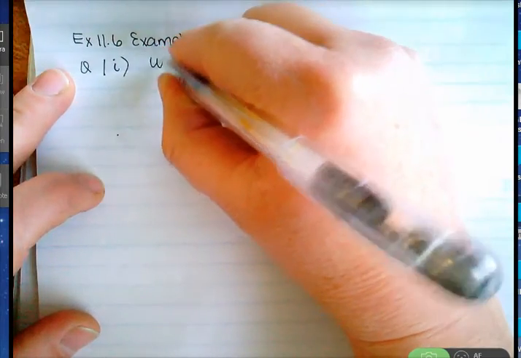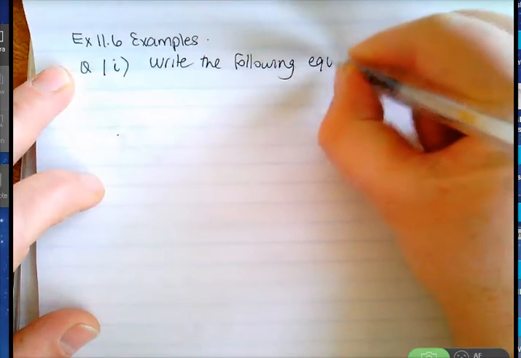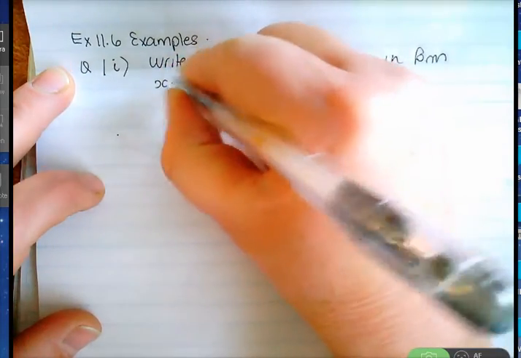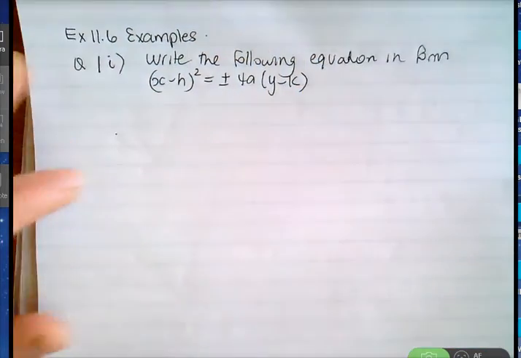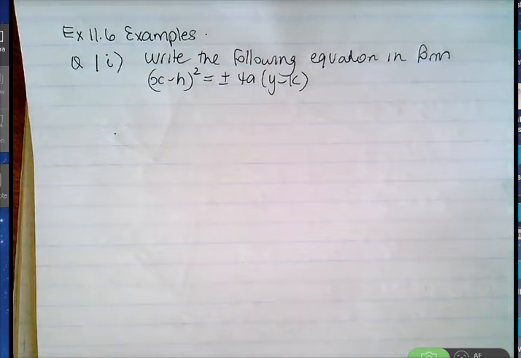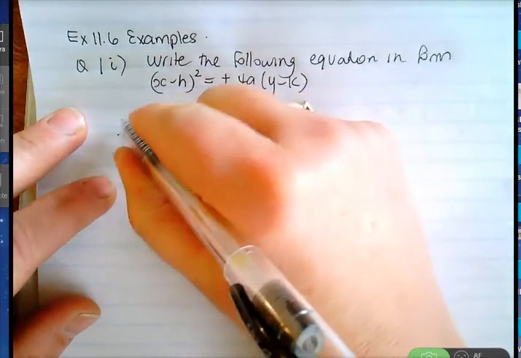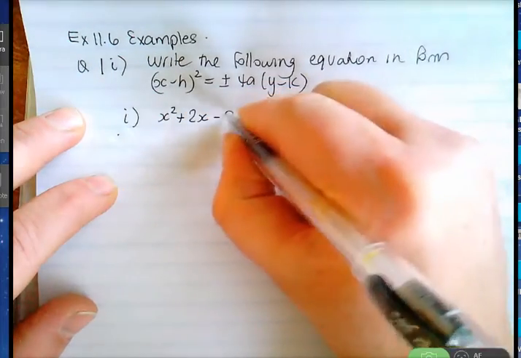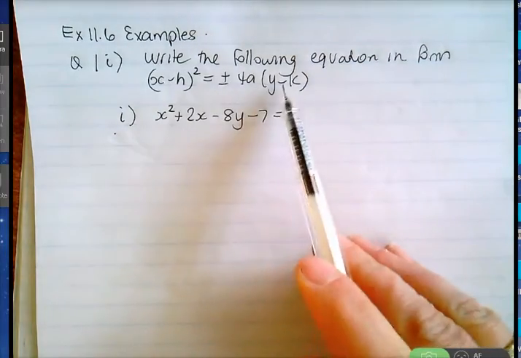So write the following equation in the form x minus h squared equals plus or minus 4a times y minus k. Now, it's got the plus or minus because it's either going to be plus or minus, depending on the type of parabola that you've been given. So the first question is we have to write this equation, x squared plus 2x minus 8y minus 7 equals 0, in the form of that equation up there.